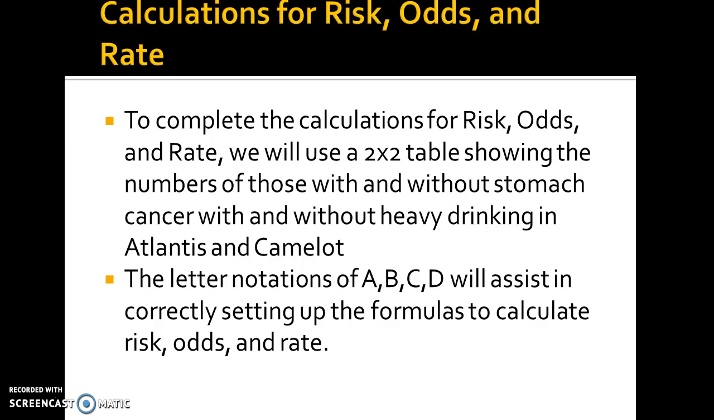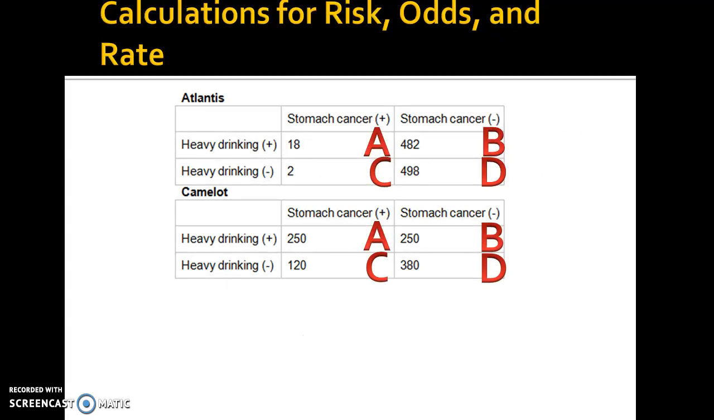To calculate the risk, odds, and rate, we're going to use the general notation 2x2 table, which shows the numbers of those with and without stomach cancer for heavy and non-heavy drinking in both the cities of Atlantis and Camelot. The letter notations of A, B, C, and D will assist us in correctly setting up the formulas to calculate the risk, odds, and rates. This 2x2 table is a very useful tool for calculating these formulas. It can be a little bit confusing to make sure you're plugging in the right numbers to calculate the correct risk, odds, or rate that you are looking for. So here's the table. You have both Atlantis and Camelot. As I mentioned, each box is notated with A, B, C, or D, and this will aid us in setting up the formulas for each of these calculations correctly.